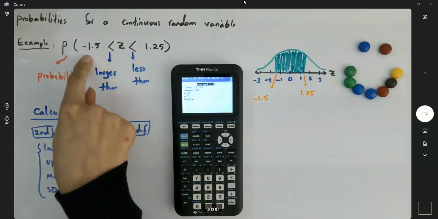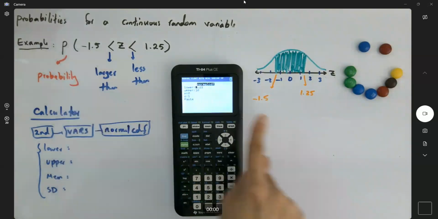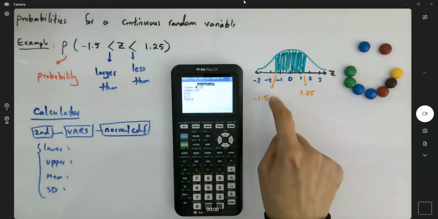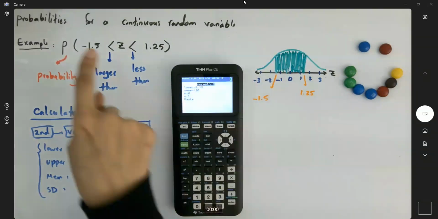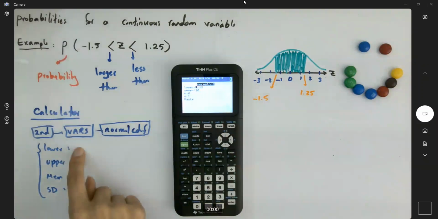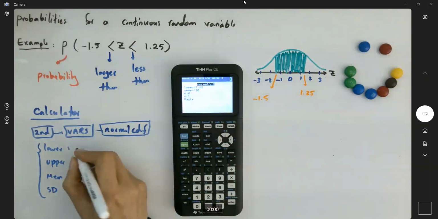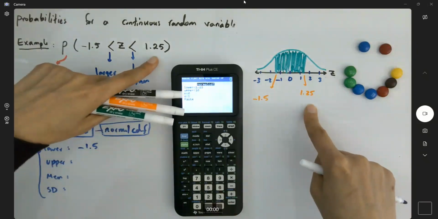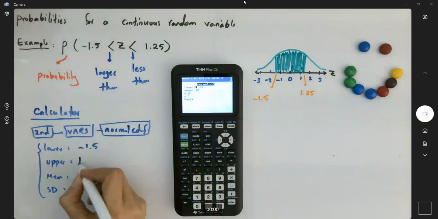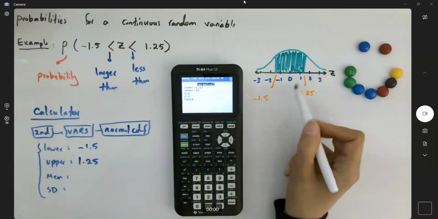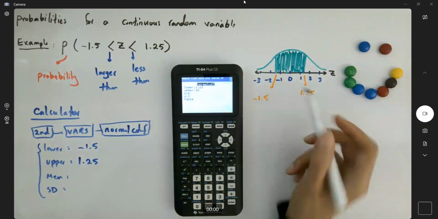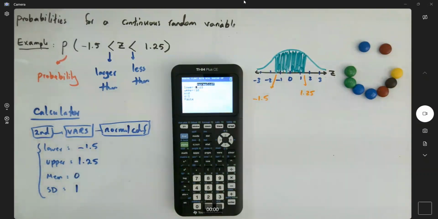So the smaller number is negative 1.5. This guy is my lower limit. Take a look at your graph. From left to right, the smaller number is negative 1.5. So this is going to be your lower limit. The upper limit, z stops at 1.25. So this is going to be your upper limit, 1.25. What's the mean? Mean for standard normal distribution is always 0, and the standard deviation is always 1. So we're going to enter these values into our calculator.